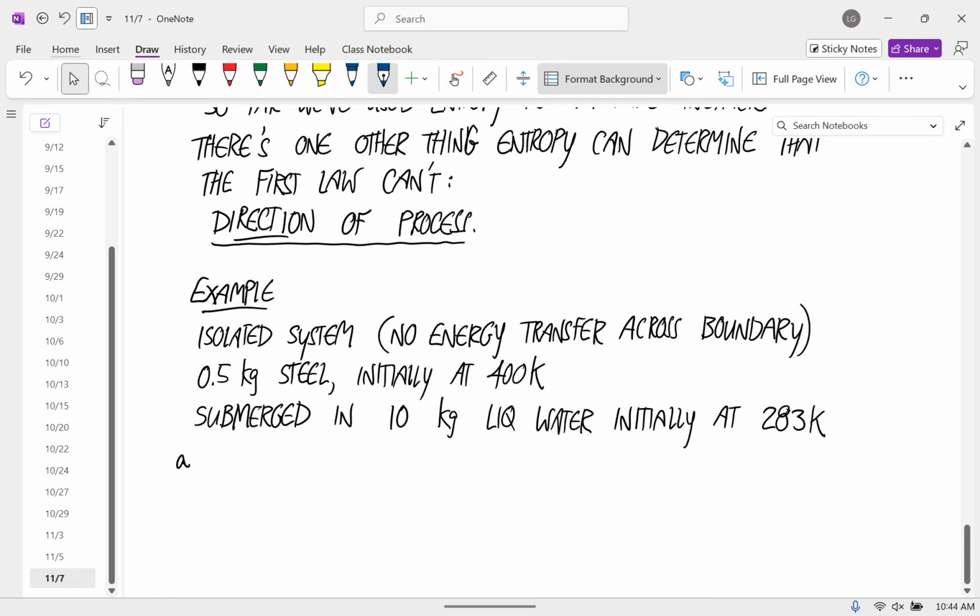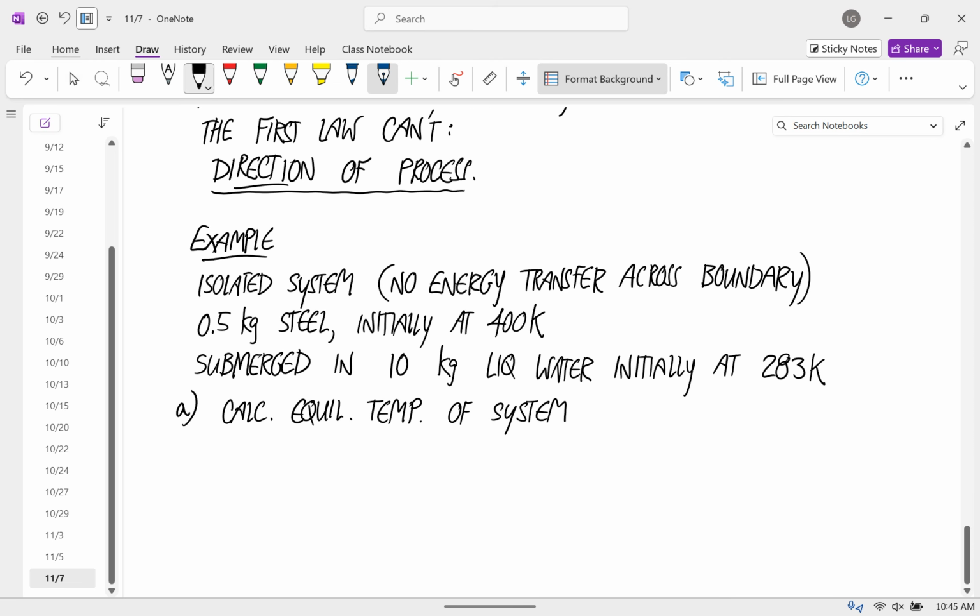And we're going to do two things. We're going to first calculate the equilibrium temperature of the system. And then second, we're going to use entropy to show that equilibrium temperature has to be the later state, not the earlier state.